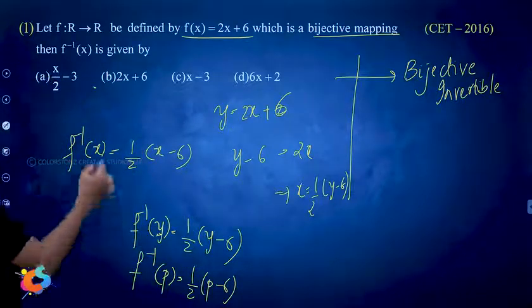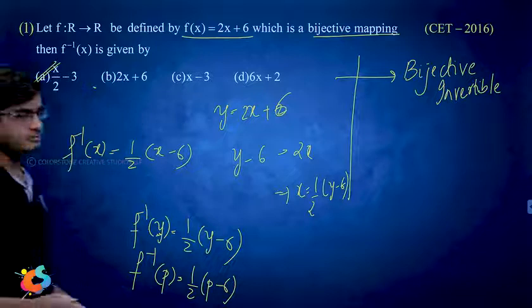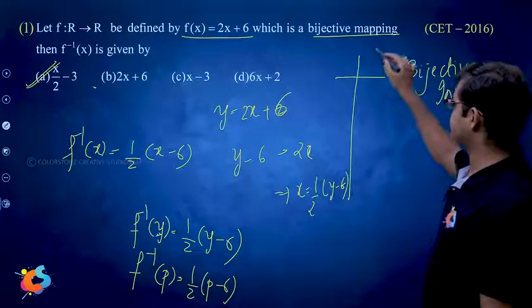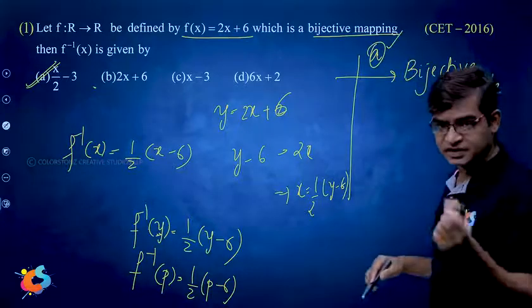So this is what we have. So x by 2 minus 3. Simple. Done. So this is given that this is a bijective mapping. This is saying that inverse exists.